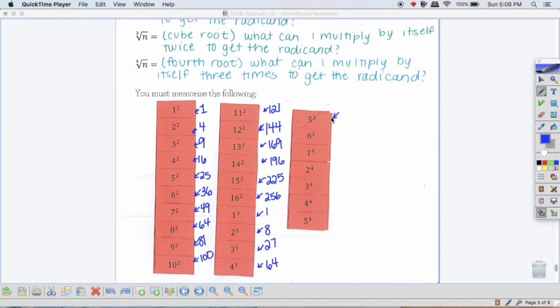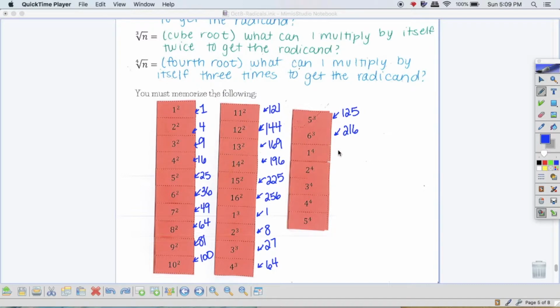5 times 5 times 5. 5 times 5 is 25. Times 5 again is 125. Okay, you need to know 6 times 6 times 6. 6 times 6 is 36. If we times 6 again, we're going to get 216. Okay, I'll just make you memorize the perfect cubes up to 6.